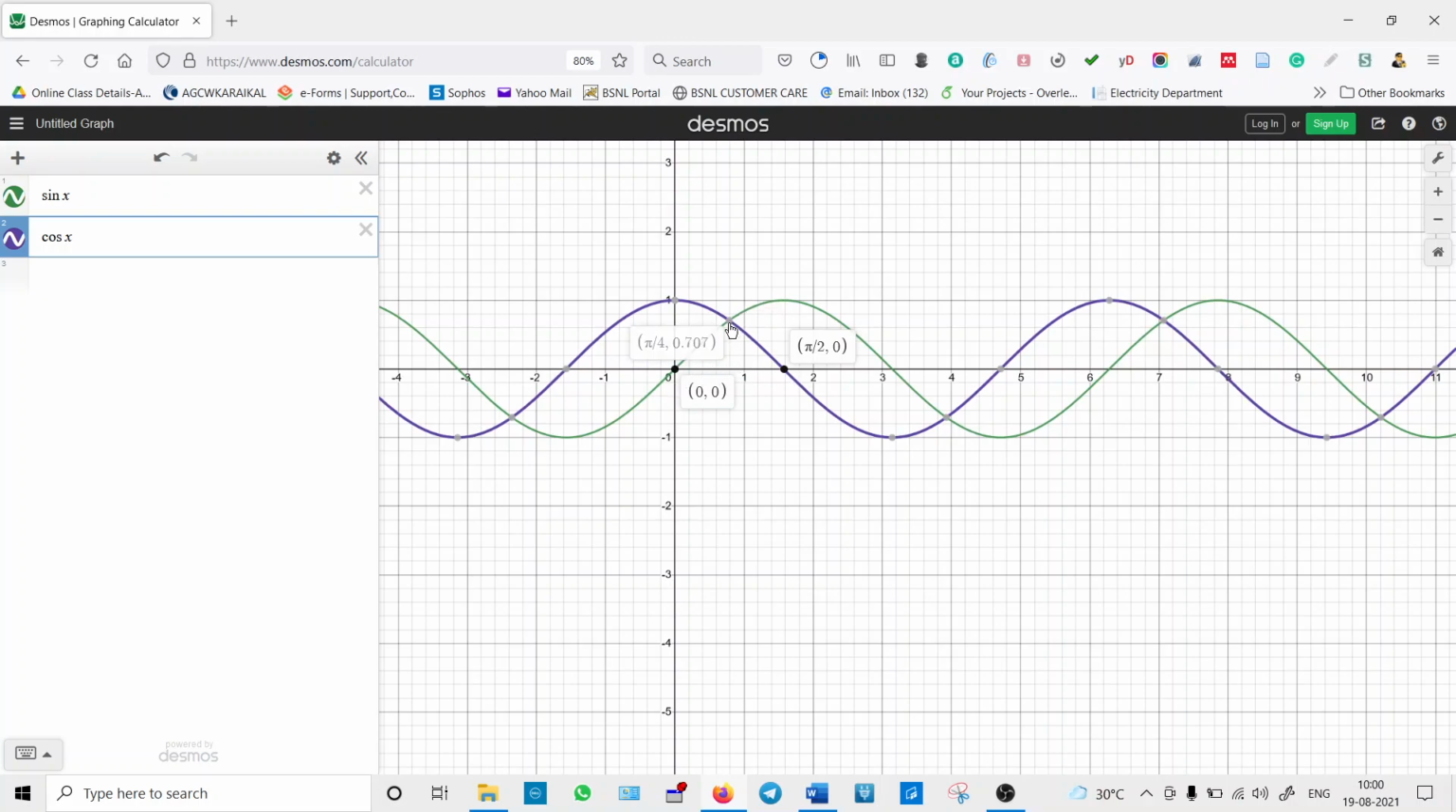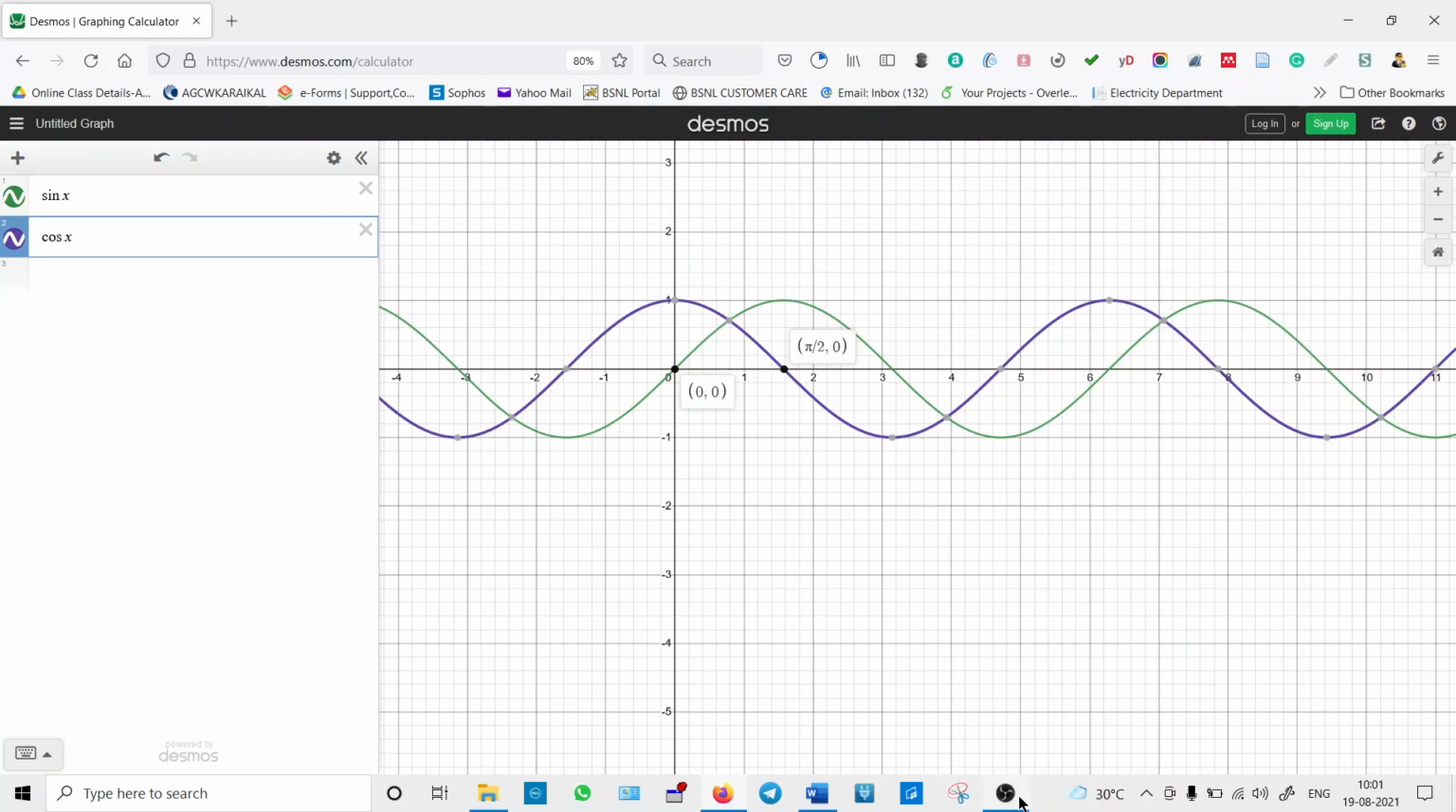See, up to 0 to pi by 2, pi by 4, this is x equals to pi by 4. In this interval 0 to pi by 4, which function is attaining maximum always? Always cos x is maximum. You can see cos x is always above sin x from 0 to pi by 4. After pi by 4, what happens? Sin x is always above cos x. So always sin x is the maximum function in the interval pi by 4 to pi by 2.